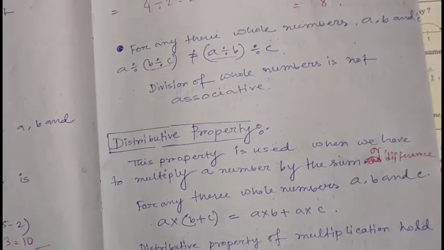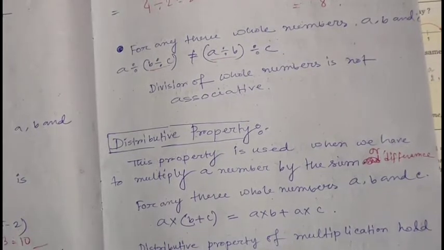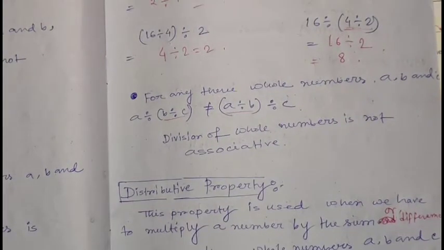Now let's come to the distributive property of whole numbers. In the previous video you have learnt about the commutative property, associative property and closure property of whole numbers. So let's come to the fourth property of whole numbers, that is the distributive property. This property is very important for calculation.